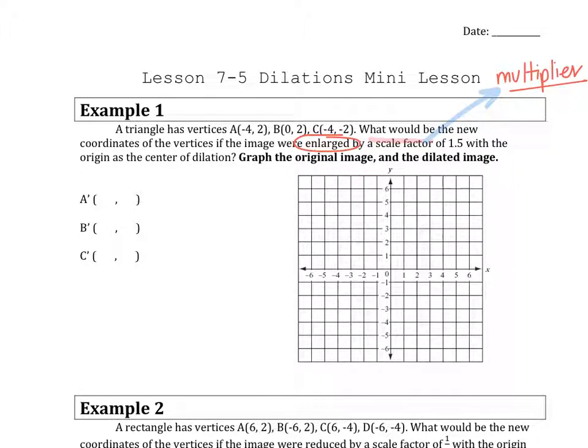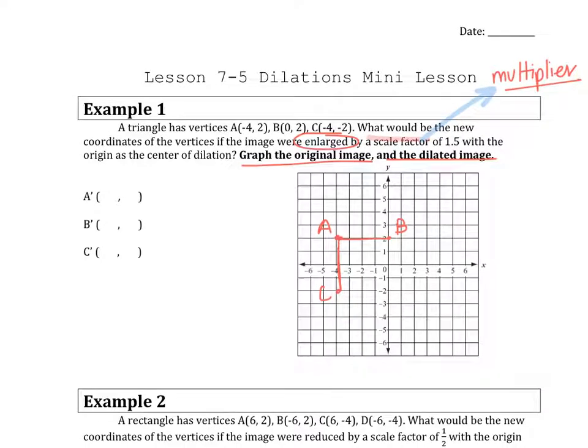It says graph the original image and the dilated image. So first I'm going to graph the original image. -4, 2. And you're going to label absolutely everything. So this is A. Point B is 0, 2 here. And C is at -4, -2. Okay, I'm going to draw my triangle. Okay, so I have my triangle nice and drawn and all my points. That is my original image.